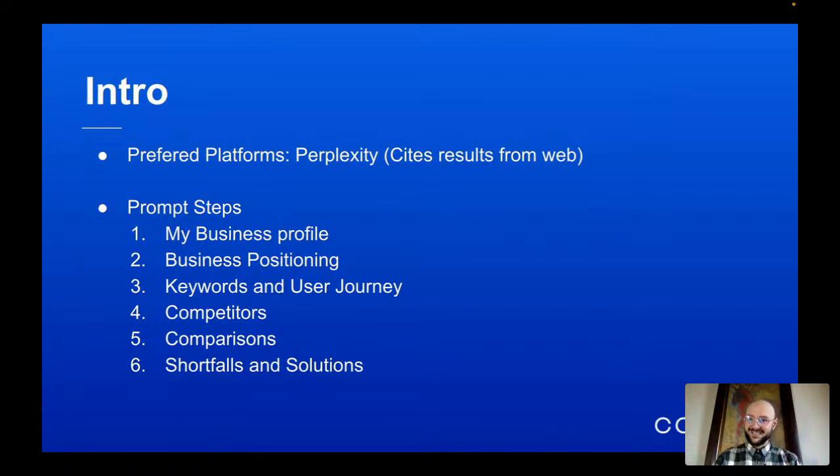Okay, so here are your steps. Here are the prompts I'm going to give you. The first three are based on analyzing your business. Now, why don't I do it in one shot? Purely because with every step, we want the AI to do in-depth analysis of each section so that it builds context when analyzing your competitors. So firstly, we're going to go through my business profile. Then my business positioning, and then keywords and the user journey of my audience. That's then followed by the competitor analysis, the comparison between my business and my competitors, as well as how I can improve my business, where the shortfalls are, and what the solutions are.